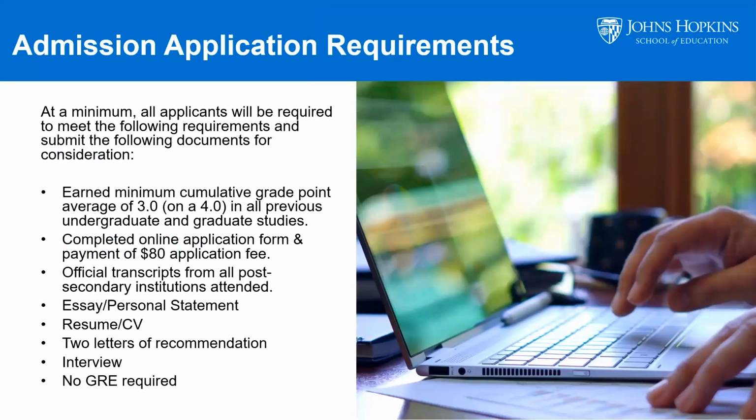So now we're going to continue by going over the application requirements. First, a 3.0 or better cumulative undergraduate grade point average. Applicants must submit a completed application, which can be found on the school's website. Keep in mind the application fee is $80. We'll need official transcripts from all post-secondary institutions that you have attended. Again, we'll need all official transcripts, including institutions you may have taken courses but did not receive a degree. An essay, a current resume, 2 letters of recommendation. And finally, the GRE is not required for this program.